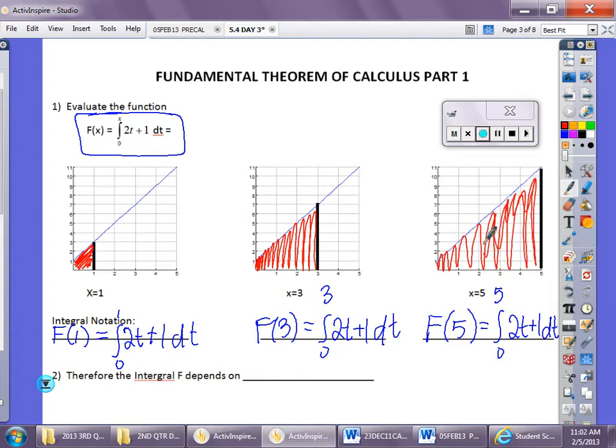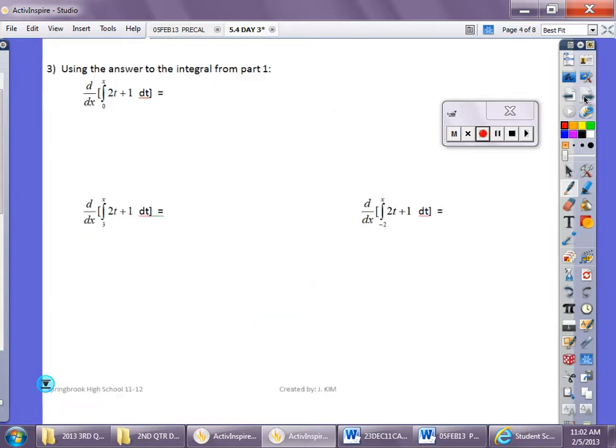What you'll notice is that the area physically depends upon where I place my x. Because my x's are different, the areas are physically different. Therefore, the integral of f depends on the variable x. So the x changes, the areas change. Simple concept. So we're going to go into a little bit more depth with that.